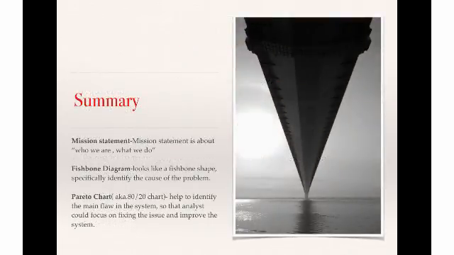For the summary of this chapter, I find 3 terminologies very interesting. The mission statement is about the company's strategy, like who we are and what we do, and is supposed to reflect the firm's vision, purpose, and values. The fishbone diagram looks just like a fishbone shape and specifically identifies the causes of a problem. The Pareto chart, also known as the 80-20 chart, helps to identify the main flaw in the system, which would account for 80%, so that the analyst can focus on fixing the main issue and improve the system.